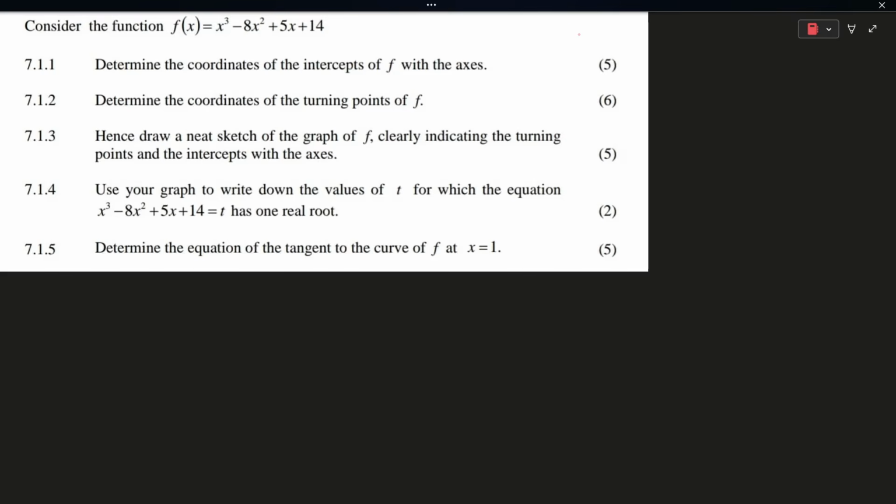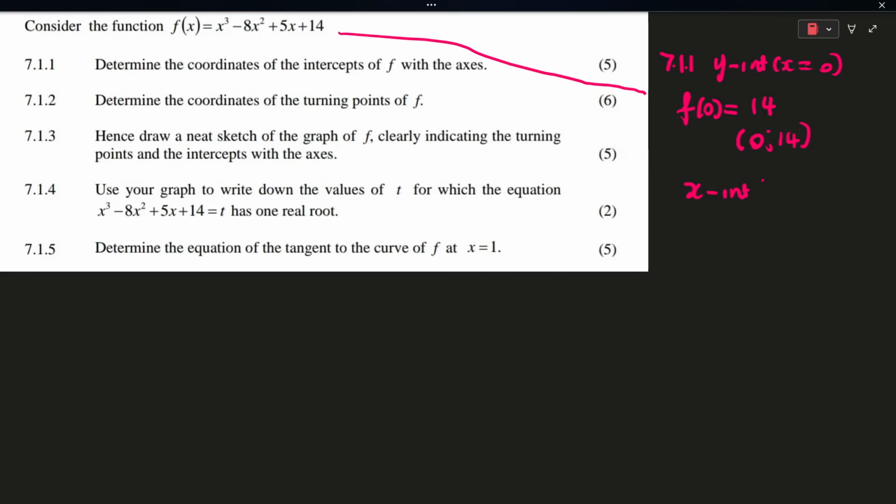So we're going to start by saying 7.1.1. We look at the y-intercept where x is equal to 0. If you put 0 where there is x in this graph, you're going to get a 14. That's what we're going to get. So the y-intercept coordinate is (0; 14). That's what we have.